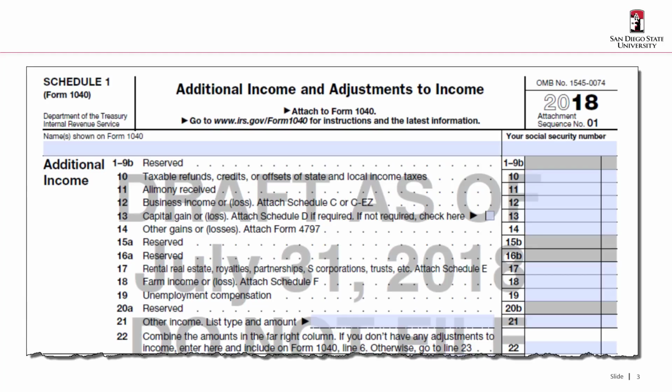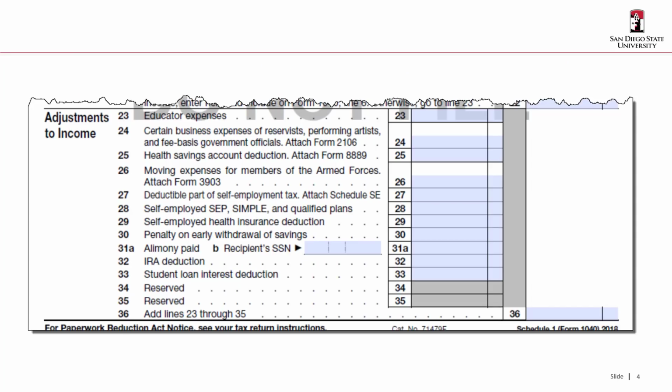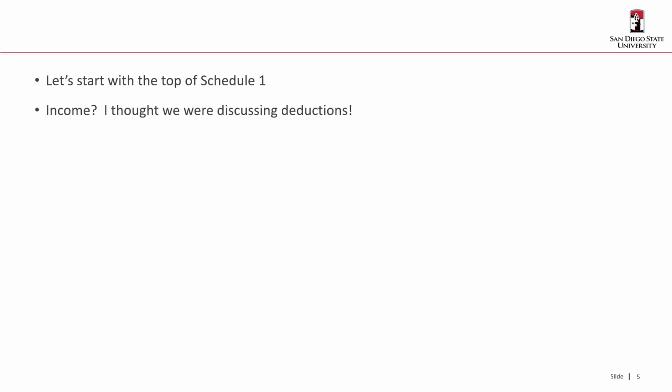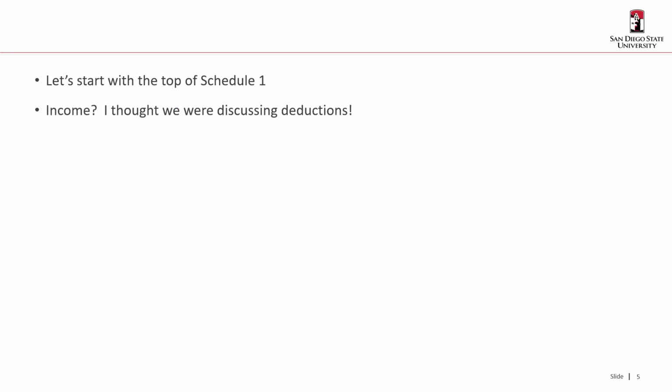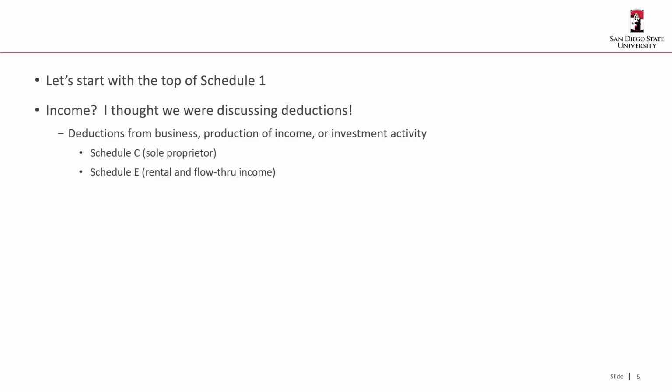But amazingly, note that this is an income schedule. Here's that list of for AGI deductions that we've already looked at before that has the educator's expense and alimony, which we now see on there, and a handful of other things. So we're going to start with the top of Schedule 1. And yeah, it's all about income, but we are talking about deductions today, because we're talking about, at least here initially, deductions from business, production of income, or investment activity.